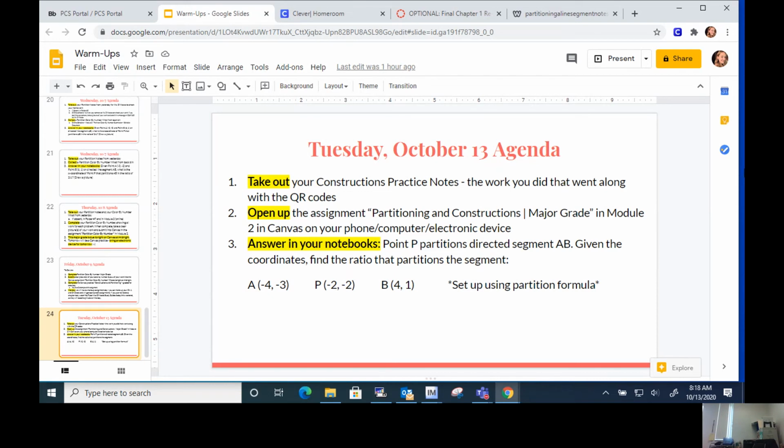It looks something like this. The QR code's on it, and the other thing that you did was the physical, actual construction. I need you to have both of those out.